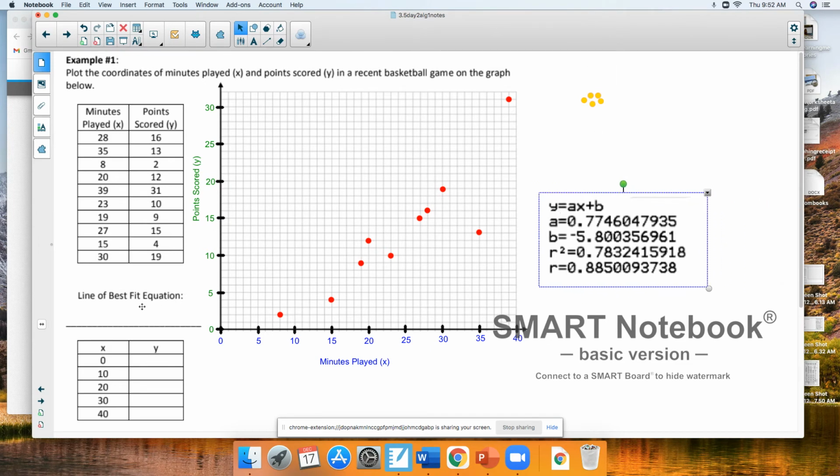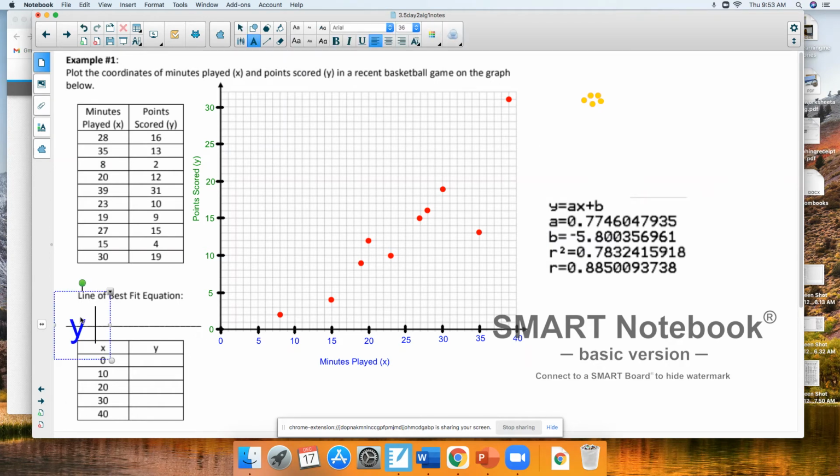So for your line of best fit equation, we're going to use this exact equation, y equals ax plus b, but of course, instead of a, we're going to fit in that very long decimal. So let's see here. So instead of an a value, I'm going to put 0.7746. You do want to use in the middle of a problem up to at least 4 decimal places. And then instead of a b, we're going to put minus 5.8004 for rounding appropriately.